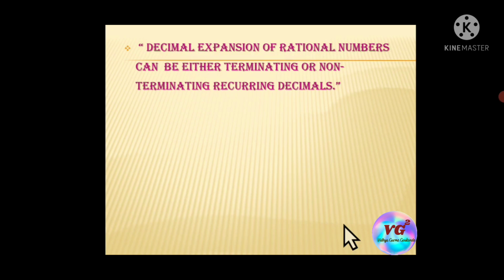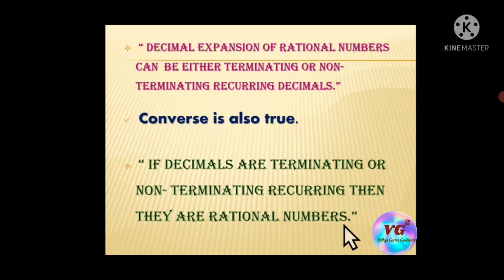Keep in mind its converse is also true. What is the converse now? Converse is: if decimals are terminating or non-terminating recurring decimals, then they are rational numbers.